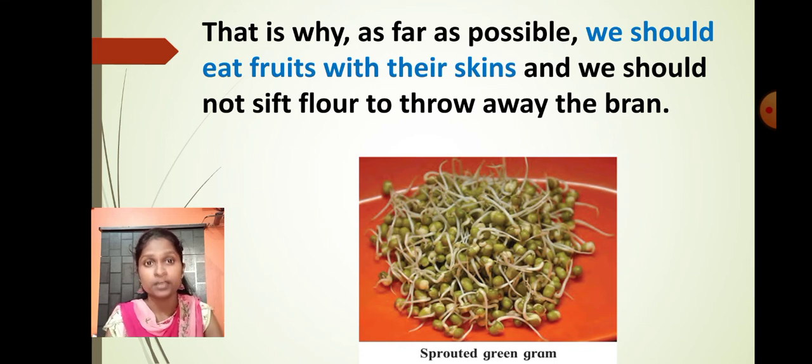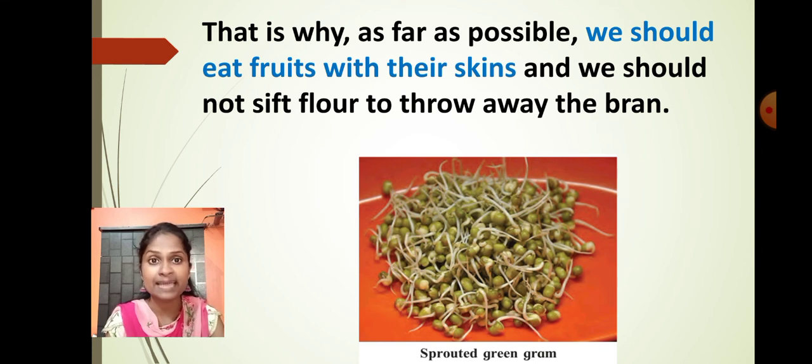Are you getting my point? So here you can see that sprouted pulses we have to eat like that only. Apple we have to eat without removing the skin. Okay, so there are many types of fruits, we have to eat them as they are. Is that clear what I told you here?